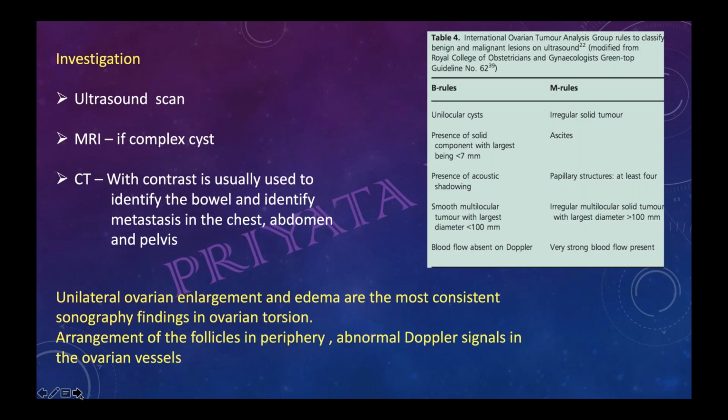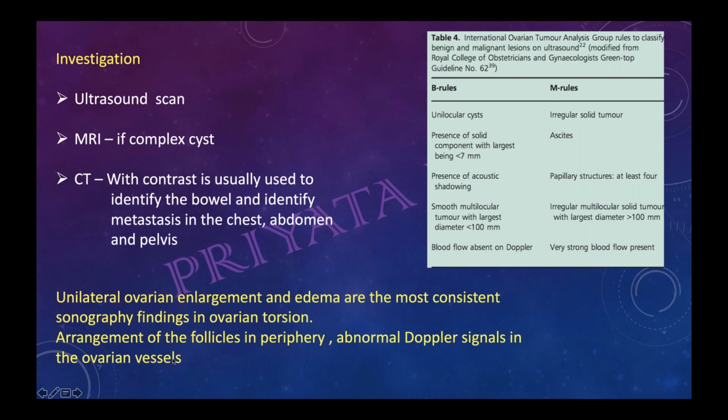Now if a young patient has come to you and you have to make the diagnosis, first of all a USG scan is done. Then if you find a complex cyst and you're not able to determine what it could be, and you want a more defined picture, you will arrange an MRI scan. But if you have a suspicion of any bowel involvement or malignancy, then CT is considered.